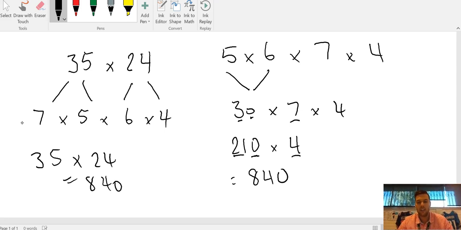Now, at the start of this lesson, I reckon that would have been quite difficult to do. But hopefully now that you've seen the factoring to multiply, it's a little bit easier.